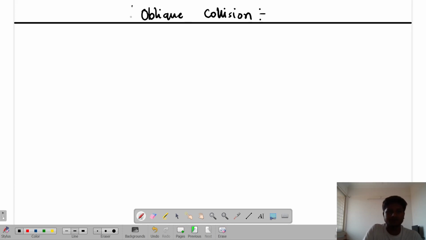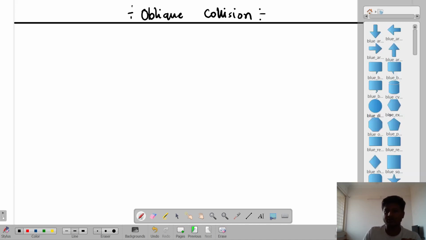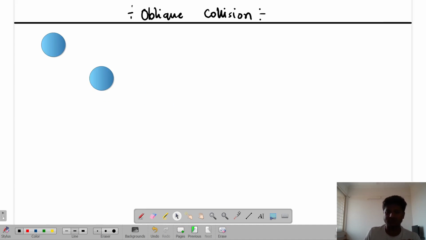Okay, where the line of impact is totally different from the line of motion, isn't it? This is our question, this is our condition. Now here there are two to three important things which we need to understand. There are two balls. I'll just draw the line of motion.